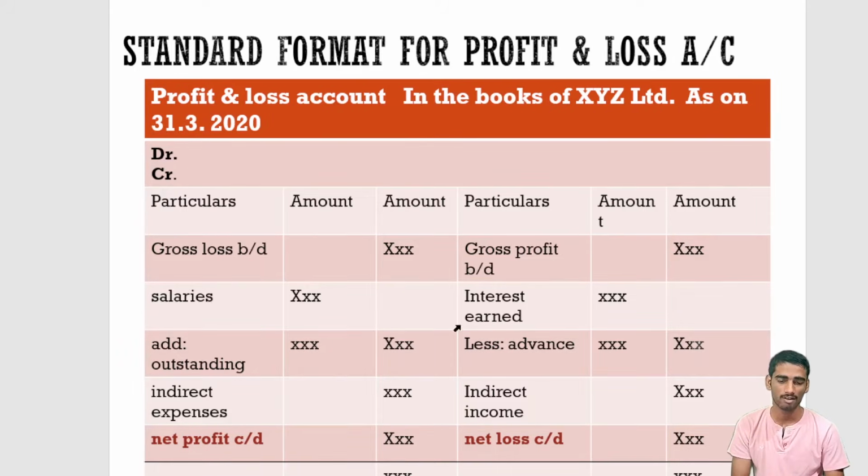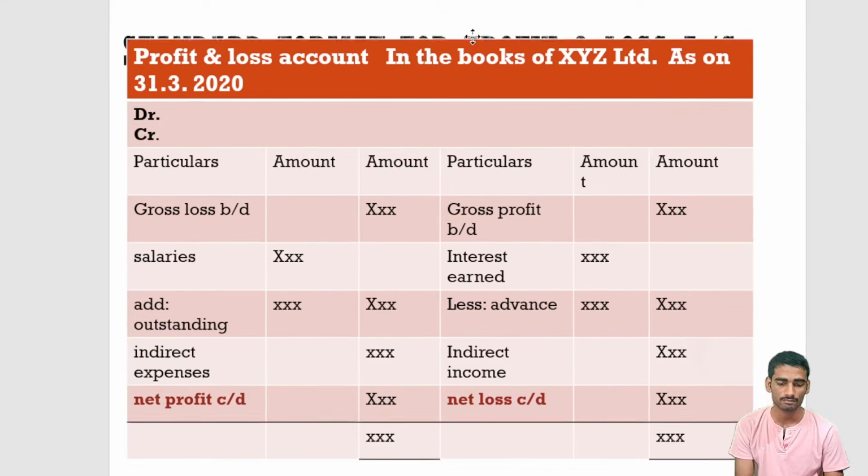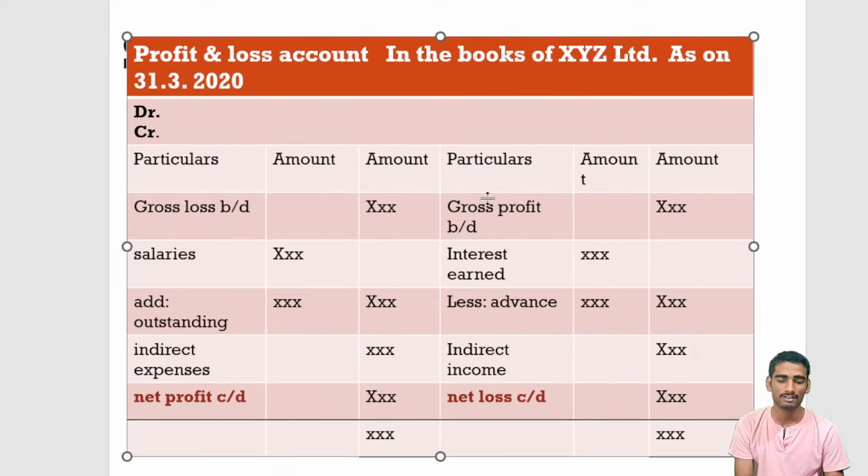Next, I have already told you that on the left side, that is on the debit side, you have to write the gross loss, salaries, add outstanding indirect expenses, and at last you have to write the net profit, okay? So these are the things that you should write too. Now coming to the next, on the right side you have to write the gross profit, okay, interest on advance, okay, and indirect income, net loss, okay? So these are the things that you should write.